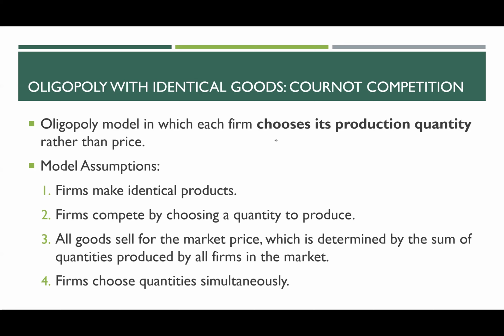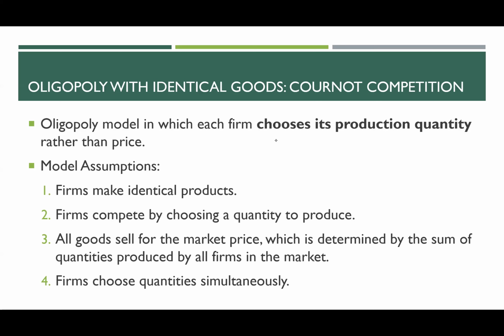Okay. For our Cournot model, we're again assuming that they make identical products. Of course, we're assuming that they compete by choosing how much they produce. All of their goods are going to sell for the same market price, so all of the firms face the same price, and that's going to be determined by the total output in the market. So we're going to add the output of all the firms together. That gives us our market output, and that then is going to determine the price based on the market demand curve. And then finally, we're going to have all of these firms choose their output simultaneously.